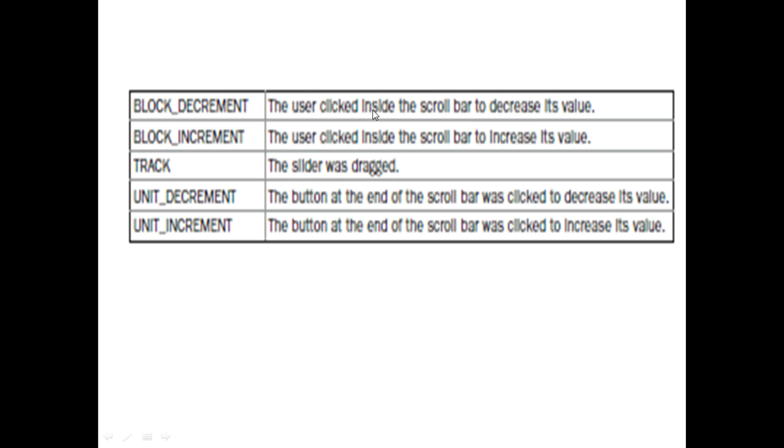Block decrement means the user clicked inside the scroll bar to decrease its value. Block increment, the user clicked inside the scroll bar to increase its value. Track, the slider was dragged. Unit decrement, the button at the end of the scroll bar was clicked to decrease its value. Unit increment, the button at the end of the scroll bar was clicked to increase its value.